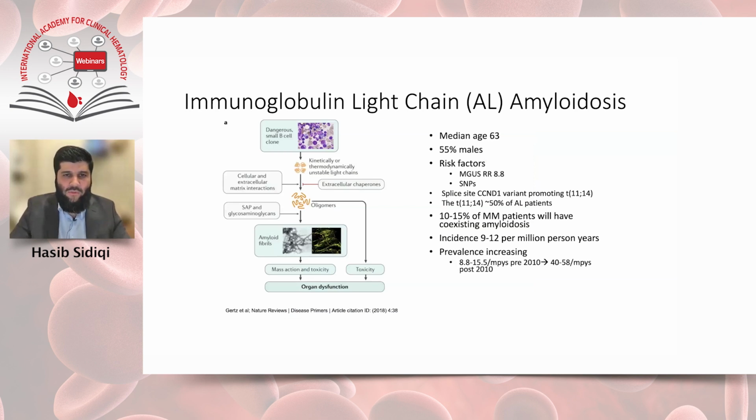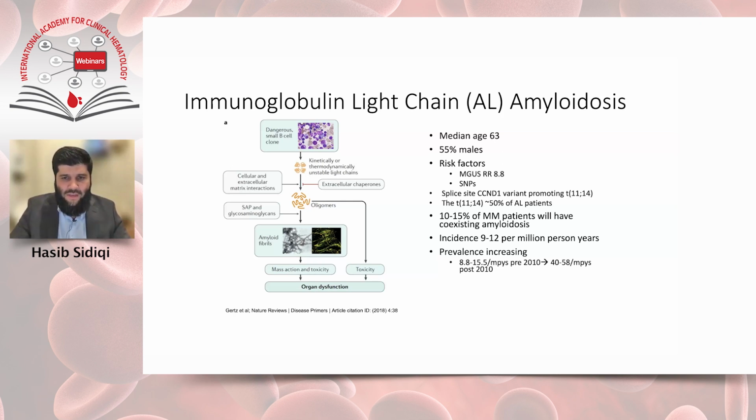Immunoglobulin light chain amyloidosis is a disorder that is characterized by a plasma cell or B cell clone that produces amyloidogenic light chains that form these amyloid fibrils and deposit in a number of organs, causing organ dysfunction and toxicity. The median age at presentation is in the mid-60s with a slightly more male predominance.